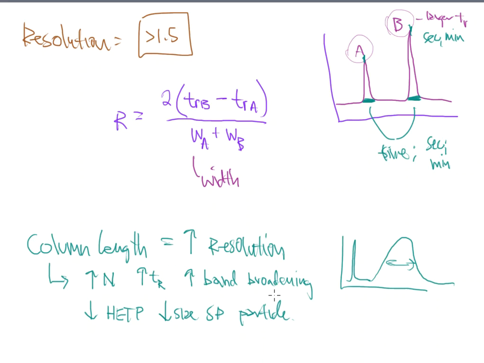So we've talked about changing the mobile phase, we've talked about changing the stationary phase, we've talked about changing the flow rate, and the last one was changing the column length. But when you do that, you need to understand that changing the column length can cause more problems.